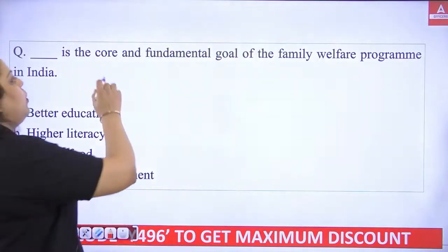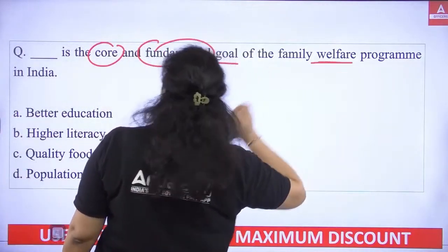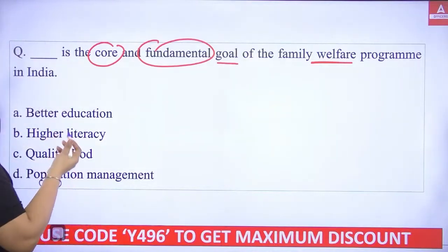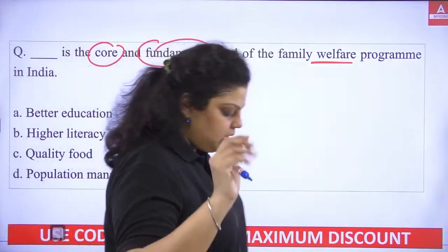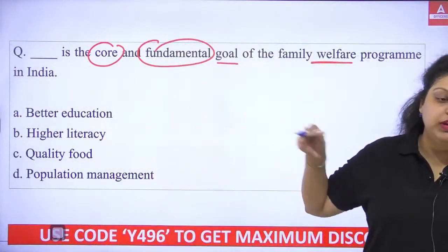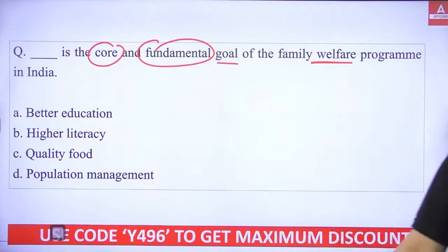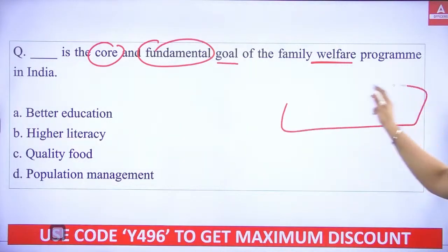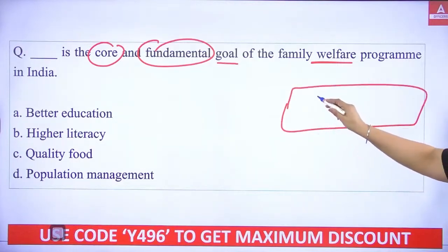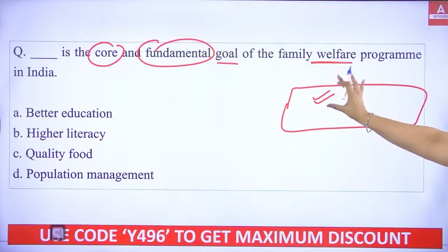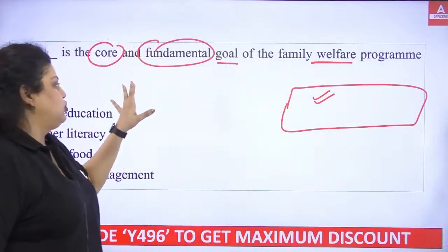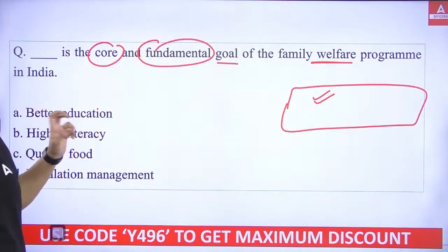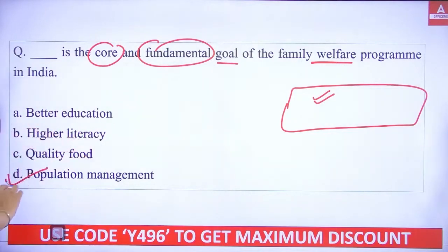Next we have: dash is the core and fundamental goal of the family welfare program in India. Is it better education, higher literacy, quality food, or population management? If you remember, we discussed this in the second class of your subject classes, where we were discussing the concept. I told you a particular page had only one paragraph in a rectangle, which covers a one-liner question like this: what is the core and fundamental goal of the family welfare program? It is actually population management.